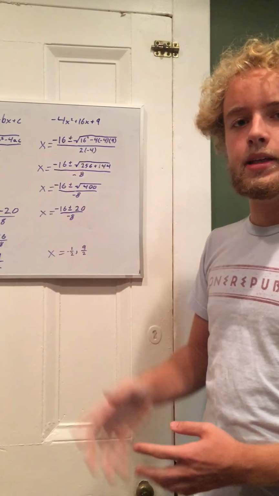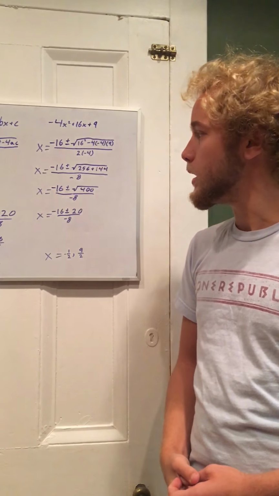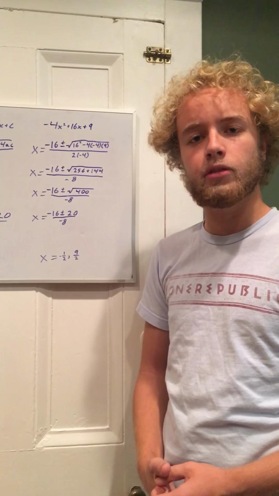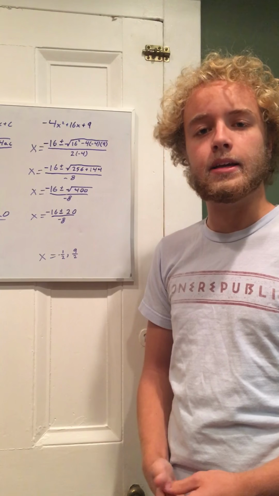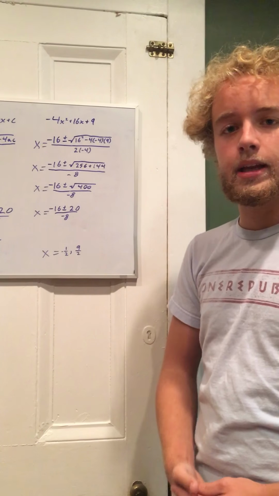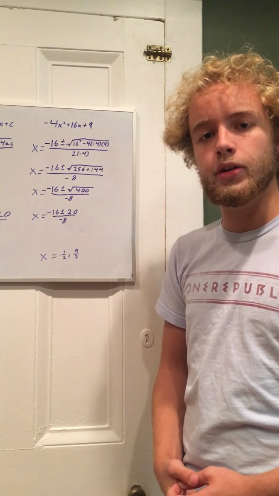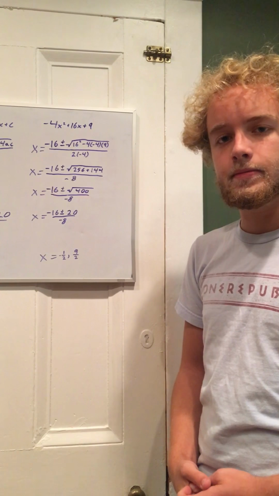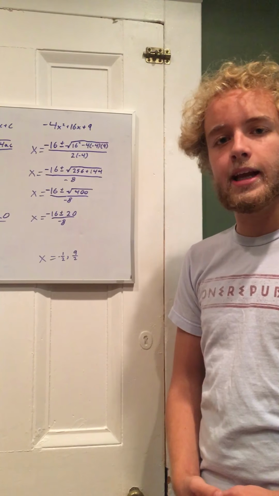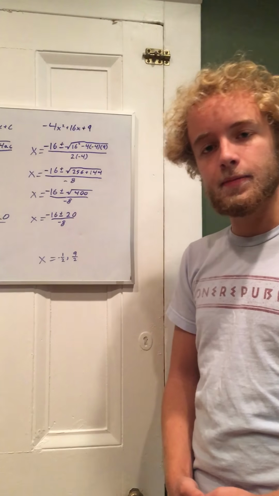Simplified down, this will be x equals negative 16 plus or minus the square root of 256 plus 144, divided by negative 8. Simplified down again, this will be x equals negative 16 plus or minus the square root of 400 divided by negative 8. Simplified down one final time, this is x equals negative 16 plus or minus 20 divided by negative 8.